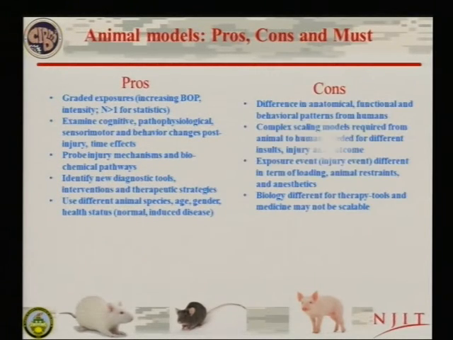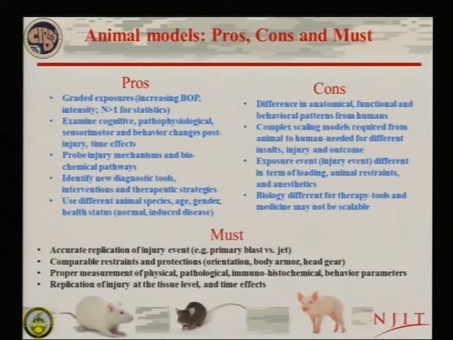One of the interesting things about the animal model itself is that there are lots of pros and cons. The pro is that you can repeat them. The cons are that there are complex scaling issues, and they don't really represent humans. We need to be cognizant of that, and we do anesthesia while doing the testing. They are all not that good, right?